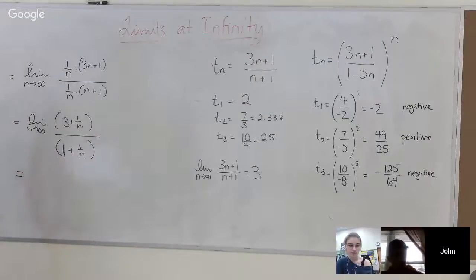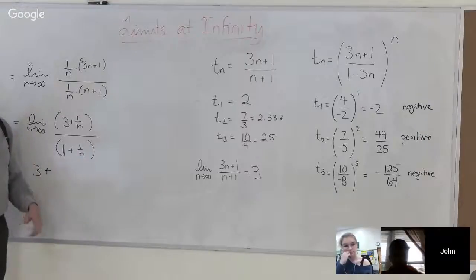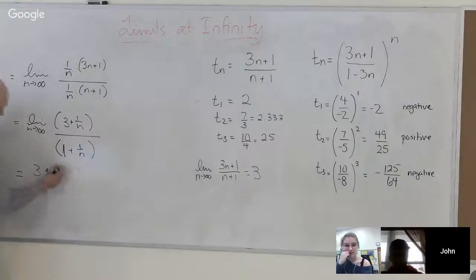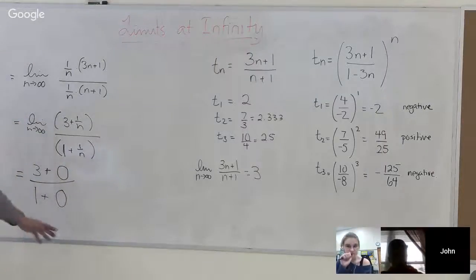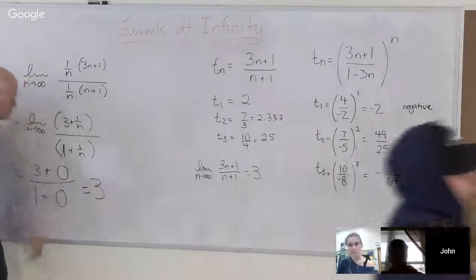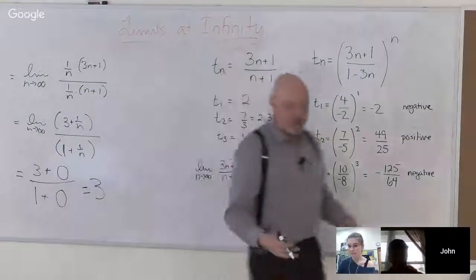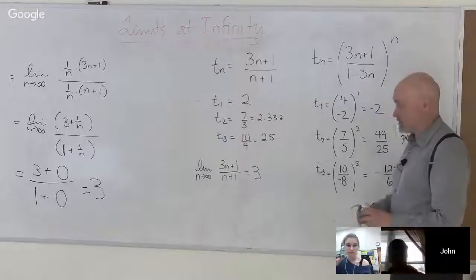Now I can apply my limits. The limit as n goes to infinity of 3 is just 3. The limit as n goes to infinity of 1 over n, so 1 divided by some really big, huge number, is just 0. Similarly, 1 just becomes 1, and this becomes 0. So I've applied my limit. Now I can see that this is just basically 3 over 1. It's an algebraic demonstration that the limit goes to 3.